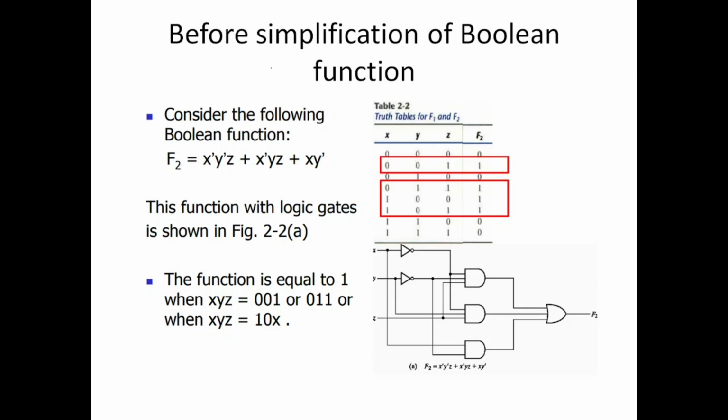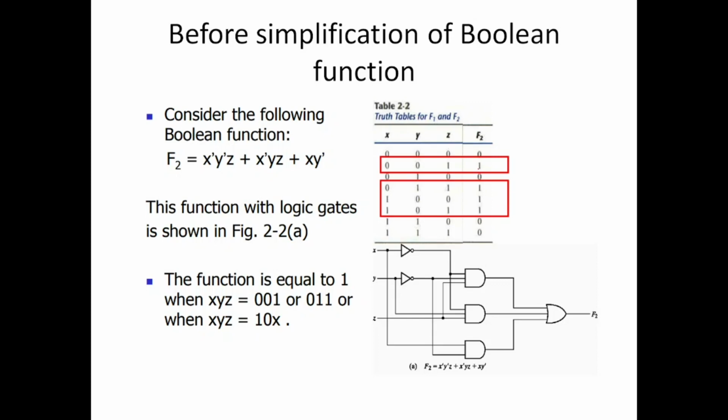So here we are considering the next Boolean function. The function is f2 equal to x dash y dash z plus x dash y z plus x y dash. This function consists of three variables x, y, z and three terms. x dash y dash z is one term, x dash y z is another term, and x y dash is the next term. And the truth table for this Boolean function is derived here.